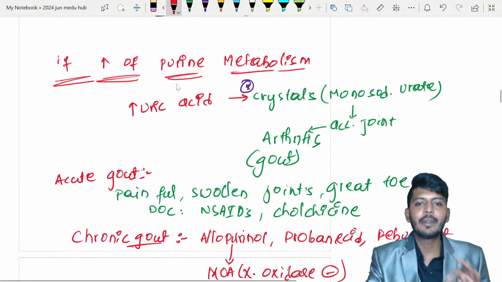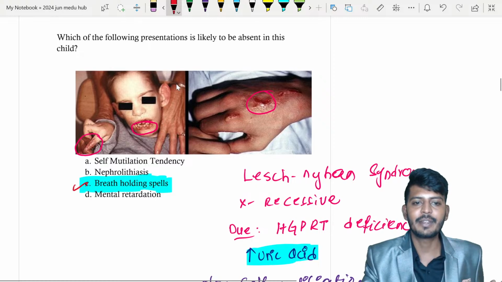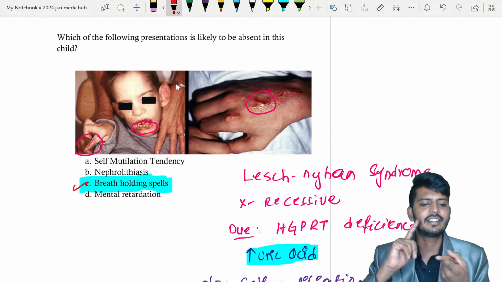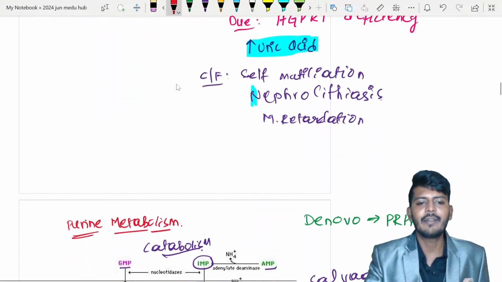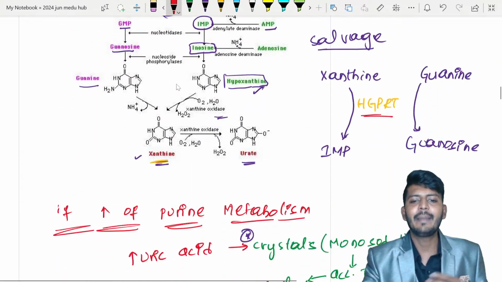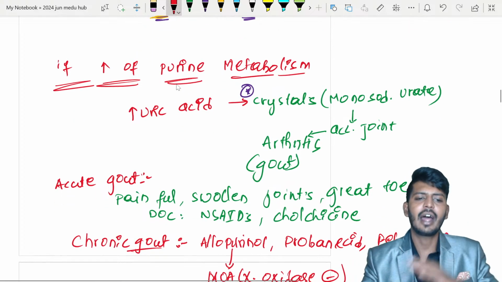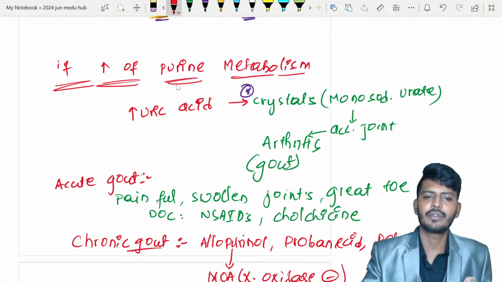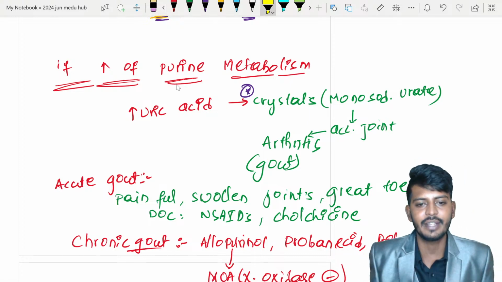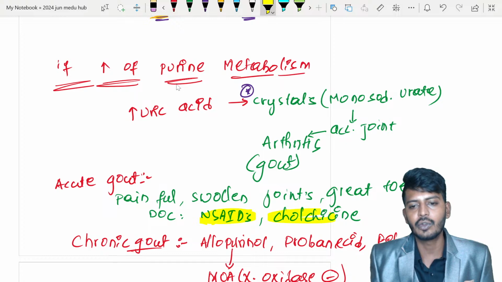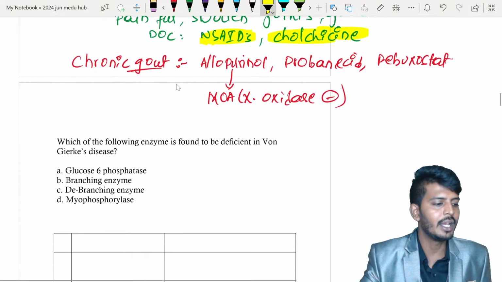So gout and purine metabolism, कोई confusion? Any questions here? सब कुछ समझ में आ गया. लेश-न्यहान सिंड्रोम, X-linked recessive, self mutilation, mental retardation, nephrolithiasis, done. Then in gout, again patient comes with arthritis. Arthritis can be acute, suddenly pain आ सकता है, or it can be chronic. For chronic gout the drug of choice is allopurinol, and for acute gout the drug of choice is NSAIDs. If that is not there, you can use colchicine. Both of them can be used. And that is the end of the story of purine metabolism.